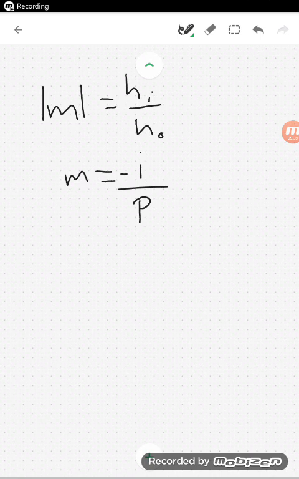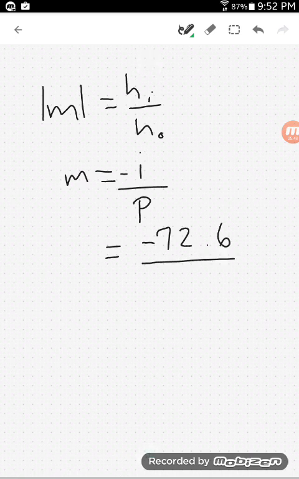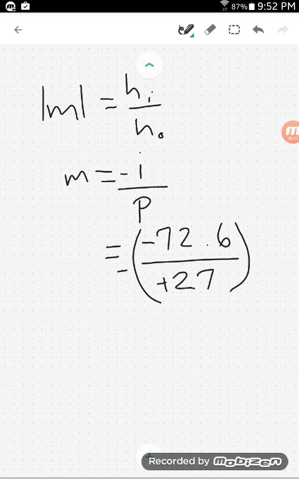So our image distance, we said, was a negative 72.6, and then our object distance was given to us and was 27. It was positive. But we're going to put a negative in front of all of this, which 2 negatives and a positive is going to be positive overall. And again, with some algebra, that gives us a magnification of 2.7.